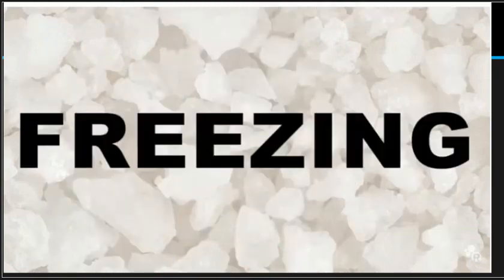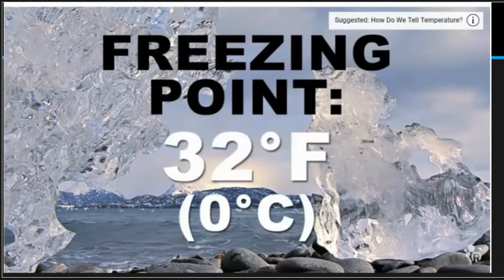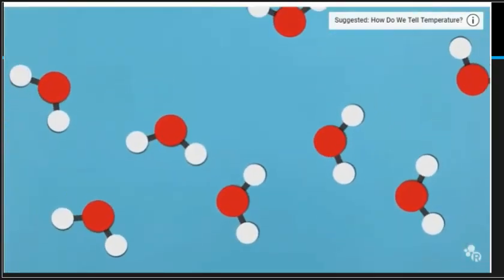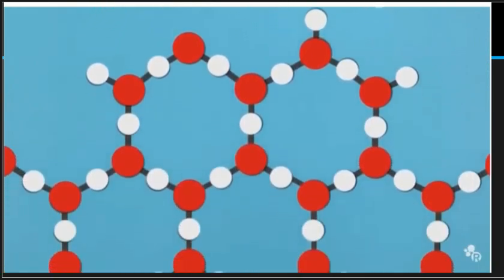It's all about freezing. So the freezing point of pure water rests at 32 degrees Fahrenheit or 0 degrees Celsius. When the temperature of water reaches a freezing point, its normally free-flowing molecules get trapped into organized crystal structures. This is how ice is formed.